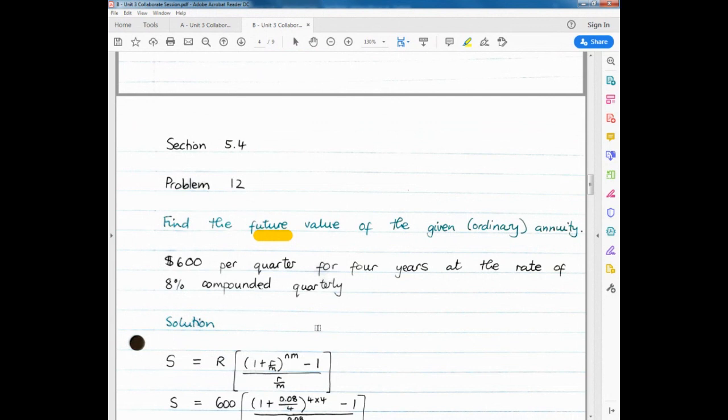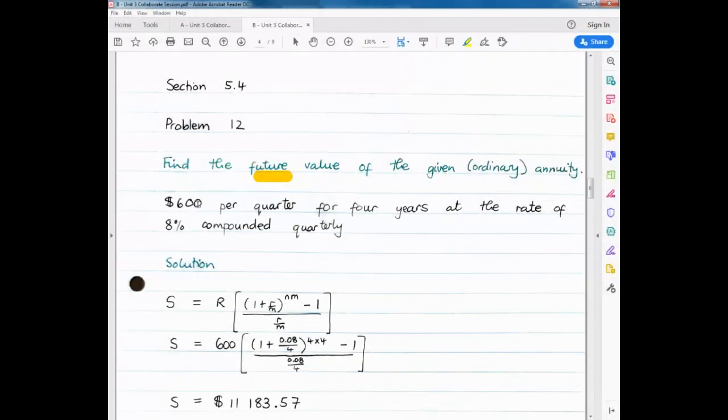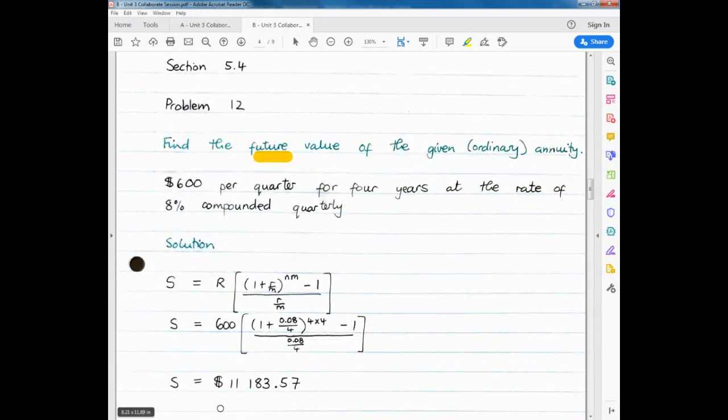Okay, so now if you substitute your values, you will get that this $600 paid every quarter for 4 years actually yields $11,183.57.